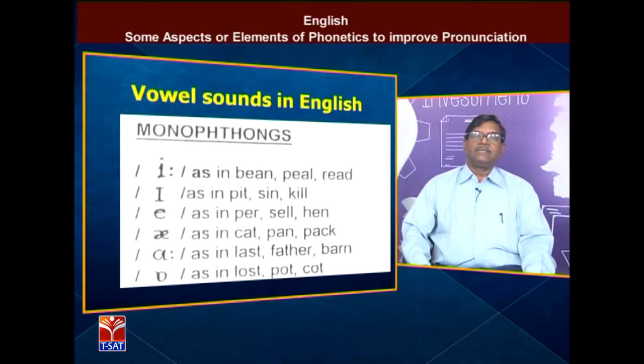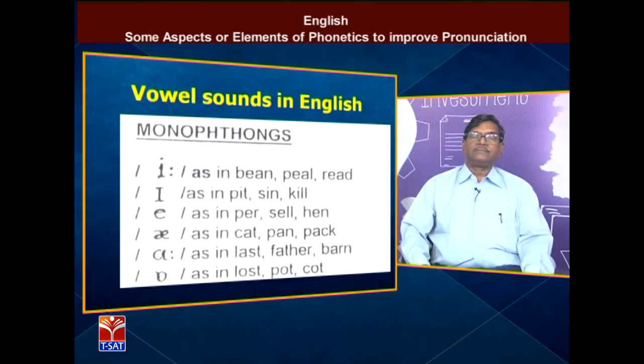And then short E as in pit, sin, kill. The E sound is represented by that particular symbol. And then A, as in pear, cell, hen. So, in these words, the vowel sound is A. The A sound is represented by that particular symbol which we can see there.